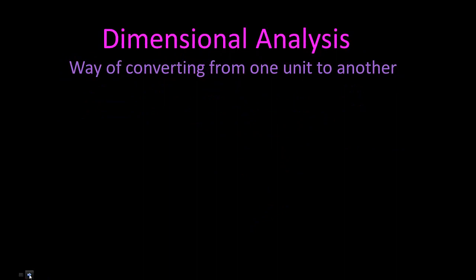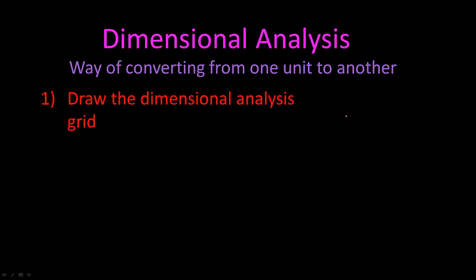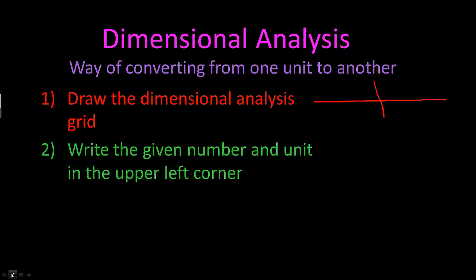Okay, now we're going to talk about dimensional analysis, which is a way of converting from one unit to another. You need to write these steps under the dimensional analysis column. First thing you're going to do is draw the dimensional analysis grid, which looks like this. Step 2, you're going to write the given number and unit in the upper left-hand corner. So let's do the example problem. Example problem says, how many hours are there in 190.7 minutes?